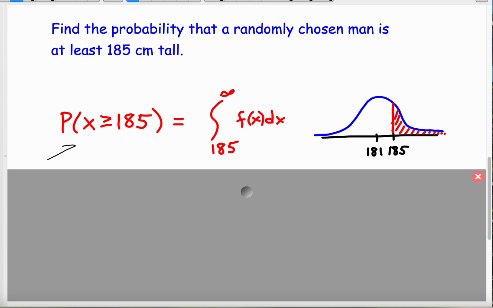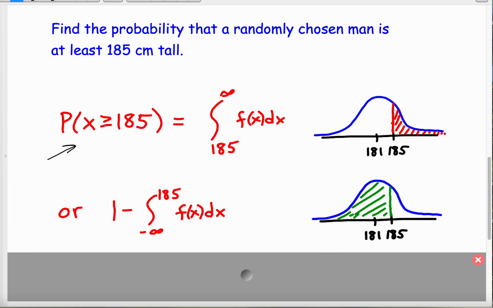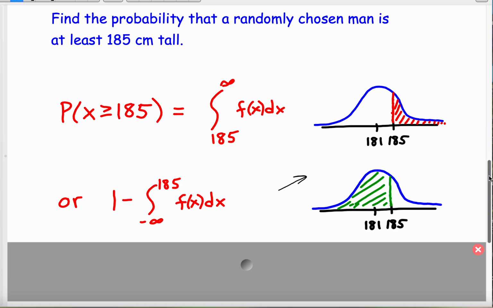Let's get an arrow to point. Another way of thinking about it is that it's the opposite of this area, so all I have to do is 1, or 100%, minus the integral from negative infinity to 185, and that'll give me this area over here. Okay, and we can keep messing around.